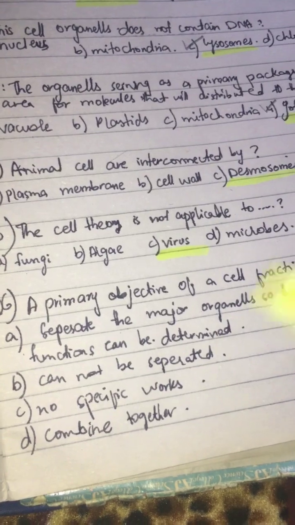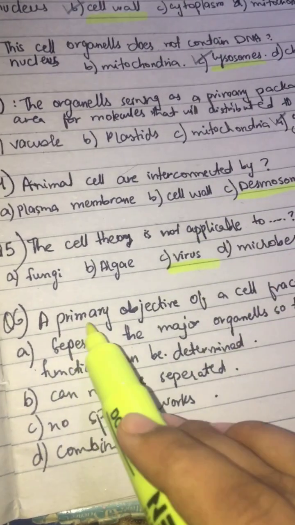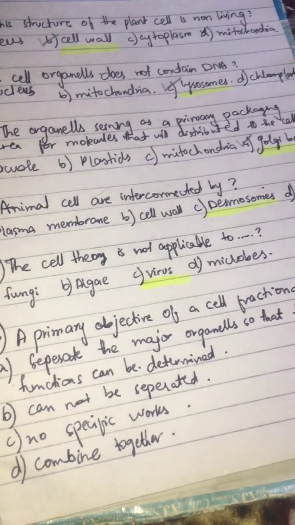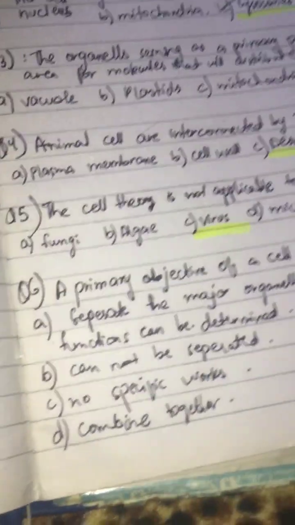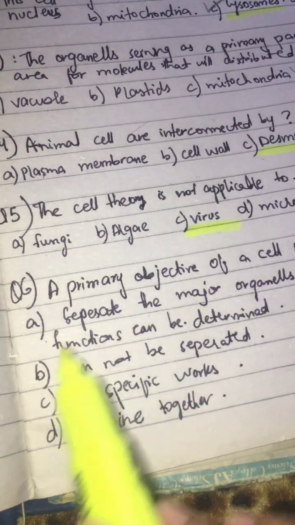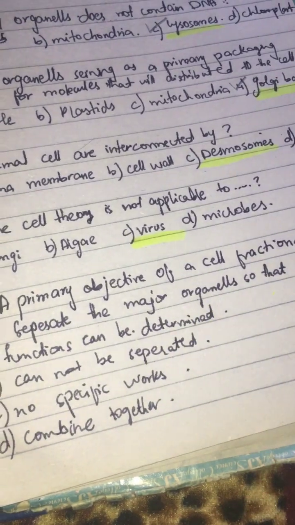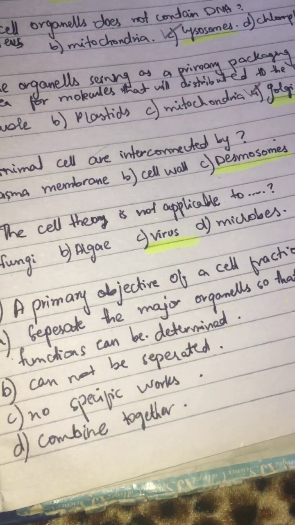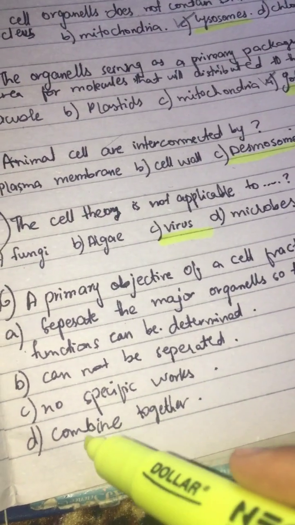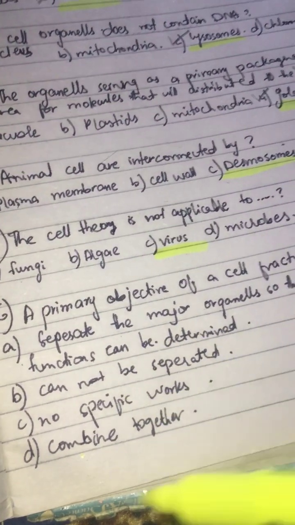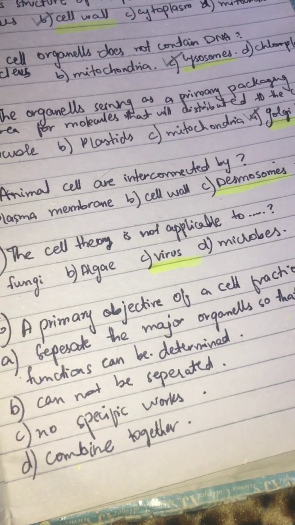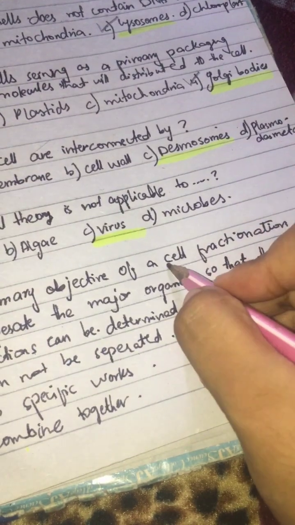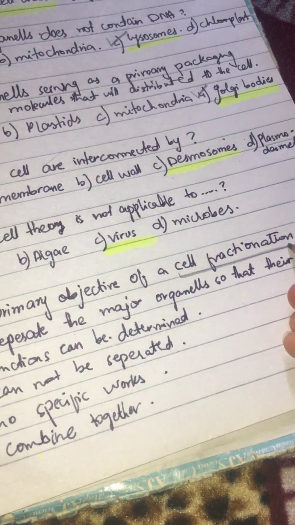Okay, so here we are having the sixth MCQ, which is: a primary objective of cell fractionation is what? Before that, let me read the options as well. First is to separate the major organelles so that their particular functions can be determined. Second, this cannot be separated. Third is no specific work, and fourth is combining all organelles together. But first, you cannot answer this without knowing this term, cell fractionation.